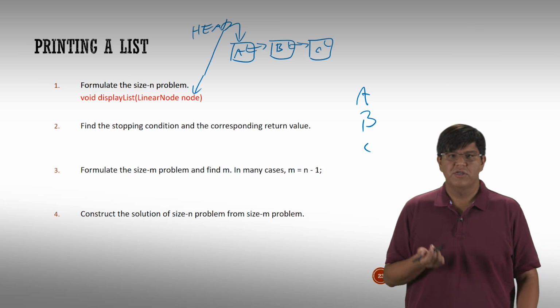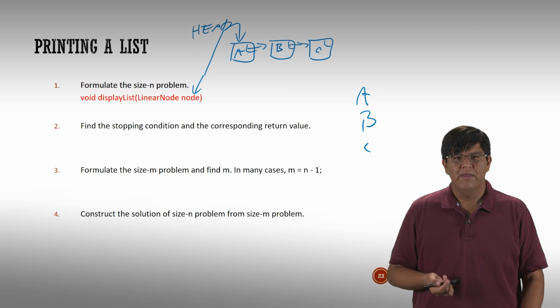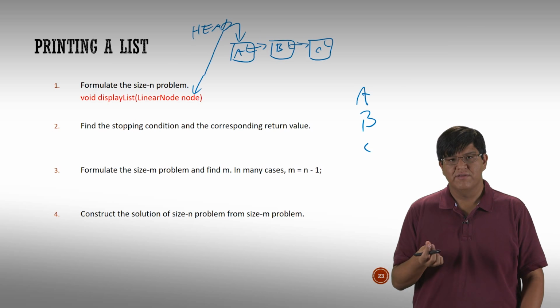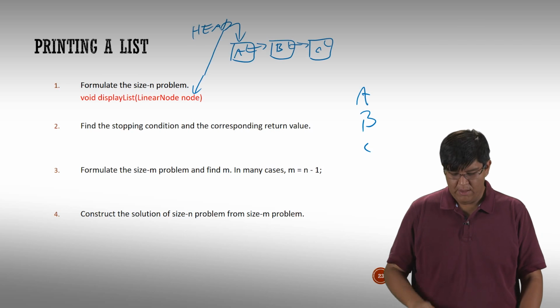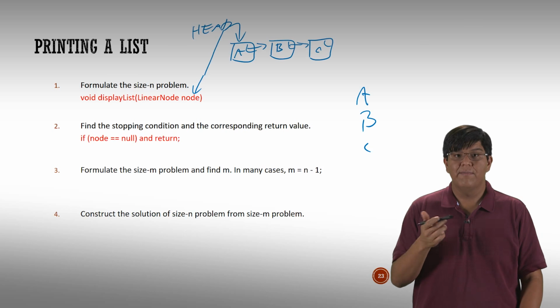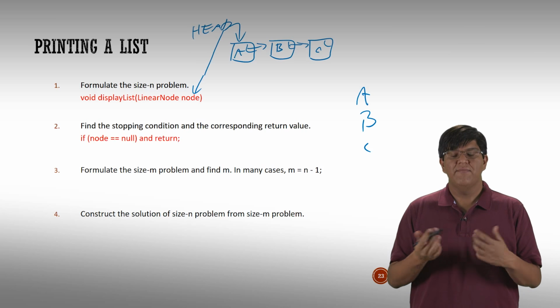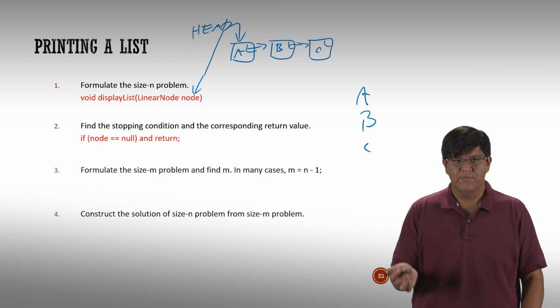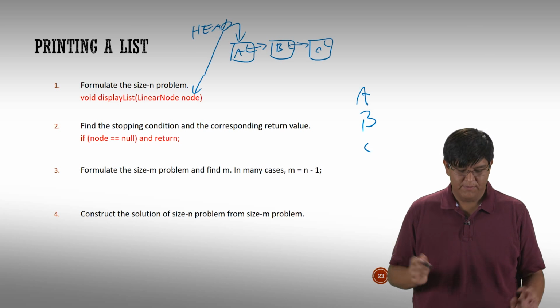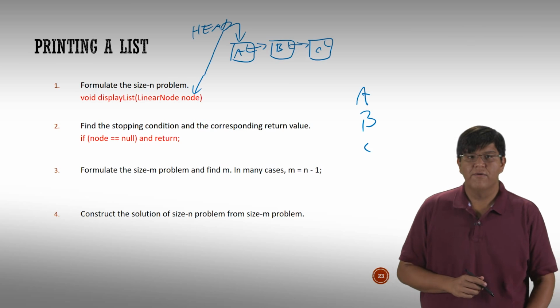Then what about our stopping condition and return value? Well, we kind of have two choices. We could say that our stopping condition is being asked to display an empty list, or a list with one element. Here we're going to go for the empty case because that's the most trivial one. If I have an empty case, there's no work to do. So if I am asked to print a list and I see just an empty node, just return and do nothing.